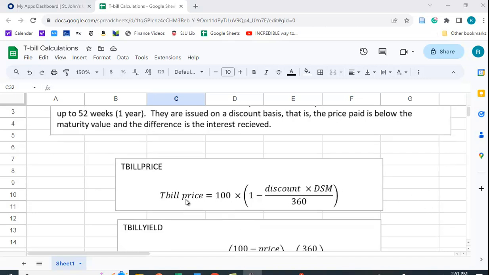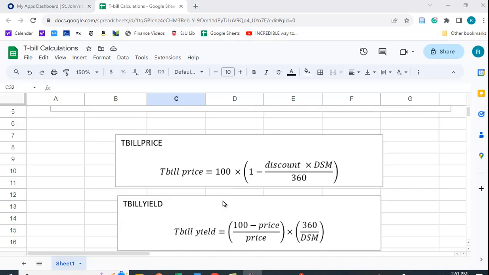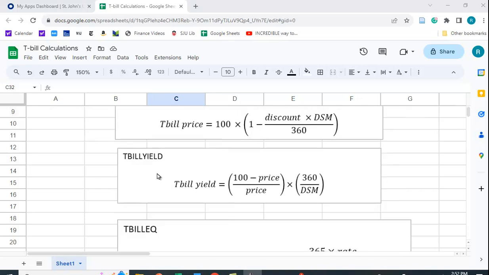We can calculate the T-bill price, and that's going to be 1 minus this term here, which is the discount, times the DSM. This is the number of days between maturity and settlement, divided by 360, and then we multiply by 100. We can calculate the treasury bill yield, which is 100 minus the price, divided by the price, times 360, and again, adjusted for the number of days between maturity and settlement.